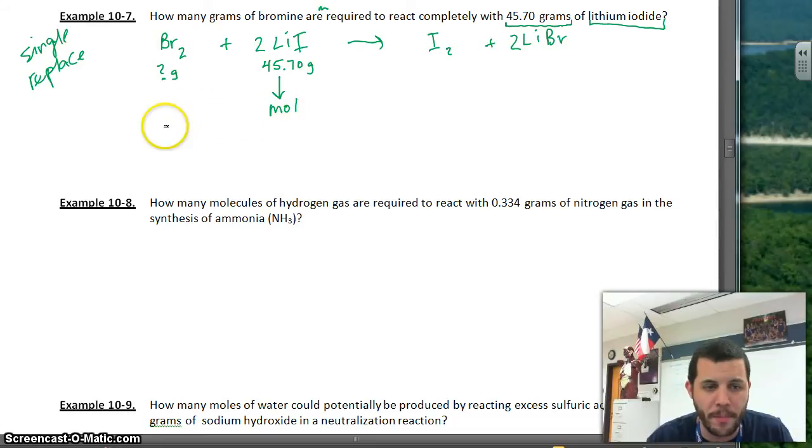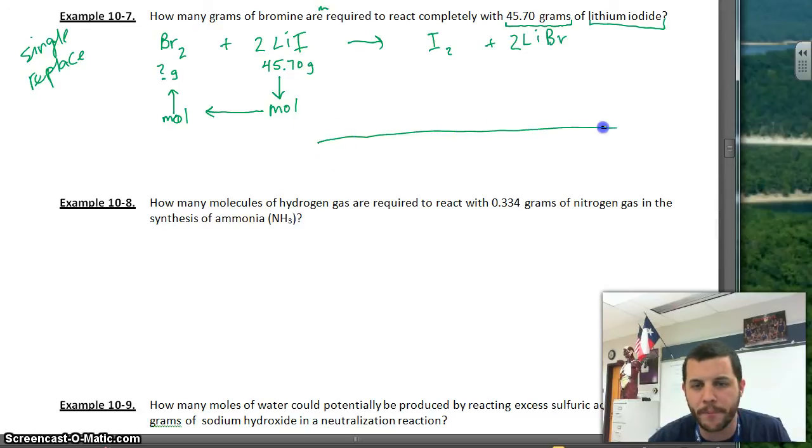Now that I'm at the mole road, I can use the mole road to go over the bridge to the other thing that I'm looking at. So I can now go from moles of this to moles of bromine. And now I can use a molar mass situation to go from moles of bromine to grams of bromine. So I'm going to use this as a roadmap for my T-chart.